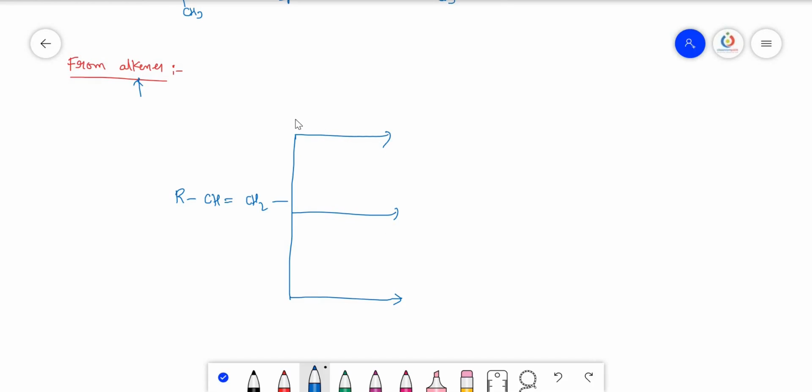from the alkenes. Here you can use concentrated H2SO4 in the presence of H2O, so that you will get the R, CH, OH and CH3. Here carbocation is the intermediate and rearrangement takes place.